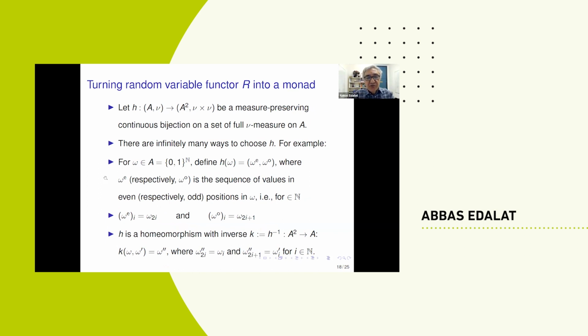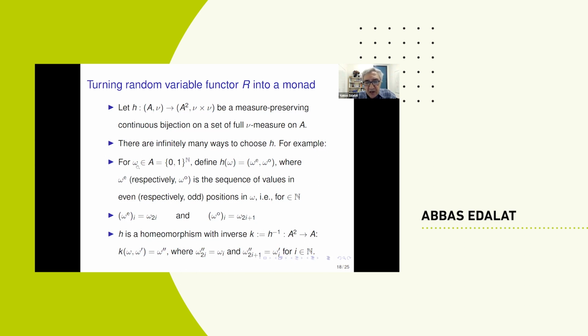So for this, take H to be a measure preserving, or probability preserving, continuous bijection from our probability space equipped with a uniform measure nu to the product of this probability space with itself, with the product measure. So we want a measure preserving continuous bijection on a set of full measure on A, right? And there are infinitely many ways of doing this. And the most natural way is to take the Cantor space as the probability space.